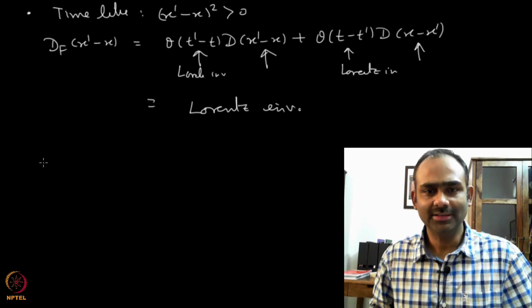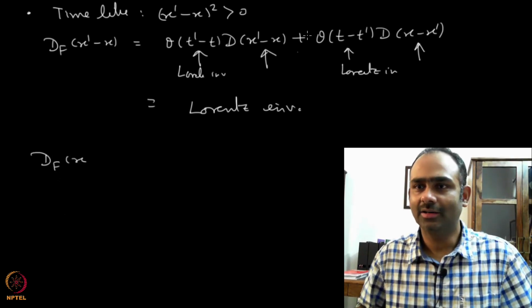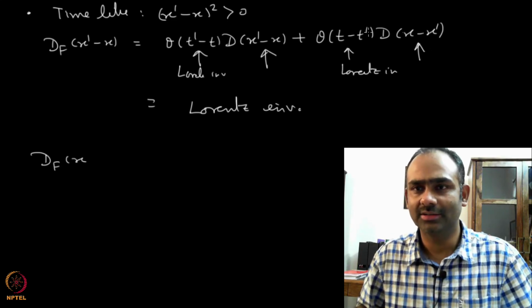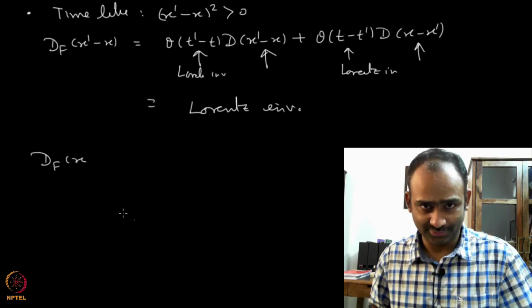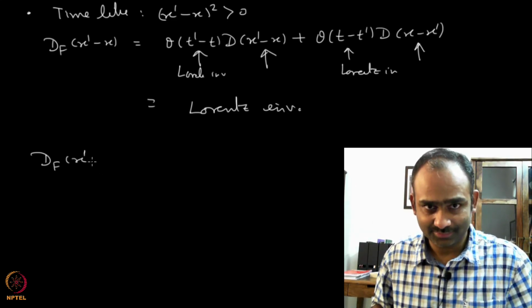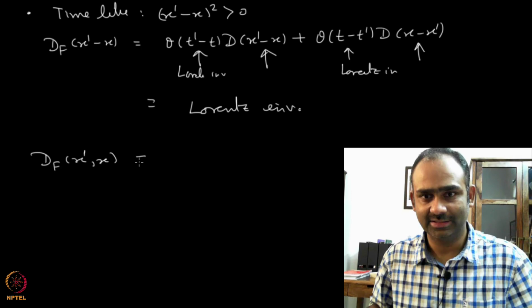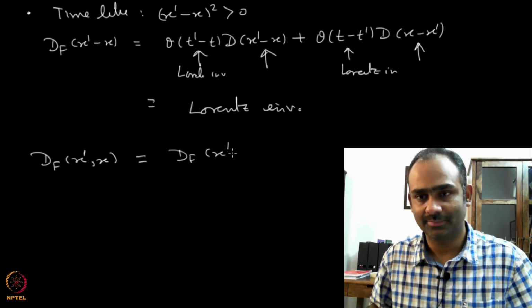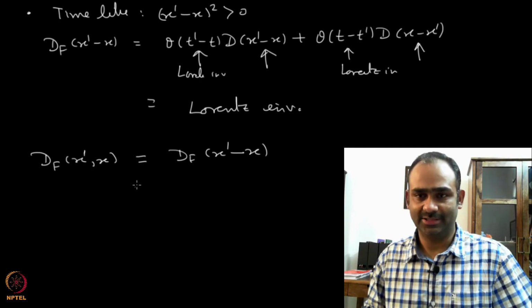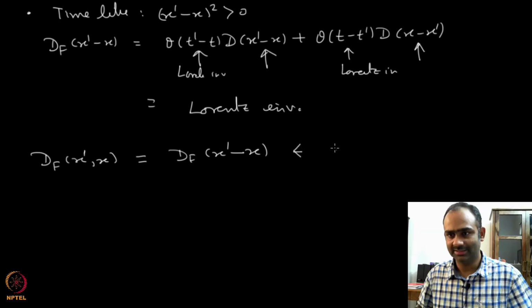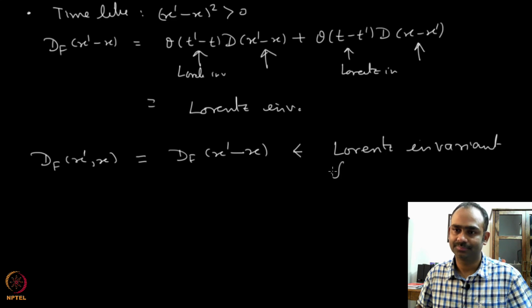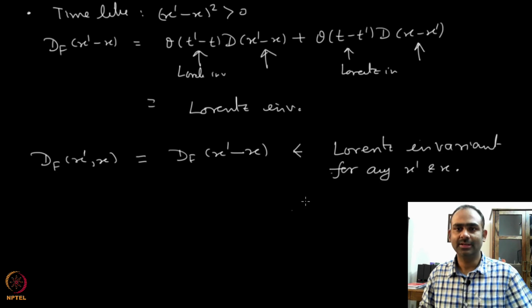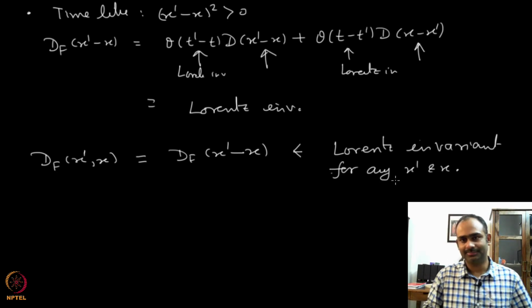Okay. So, what we have shown is that df, and also here you see that it depends only on the separation between x prime and x and not individually. So, what we have shown is that we can write the propagator as, okay, the argument will be x prime minus x, and we have also shown that this is Lorentz invariant in general. Okay, no matter whether the separation is space-like or time-like.